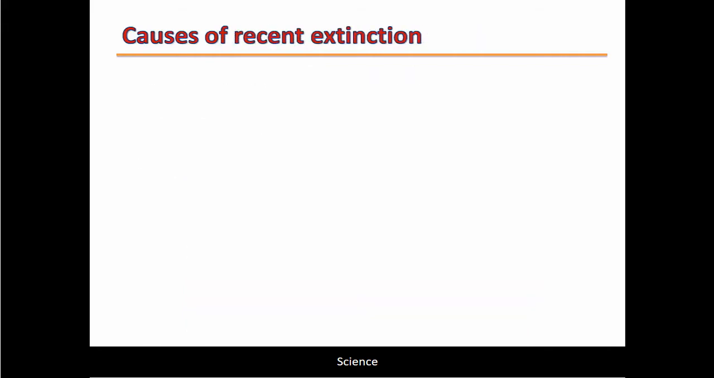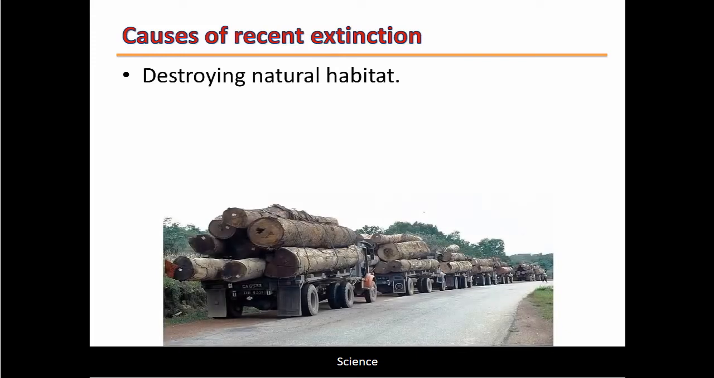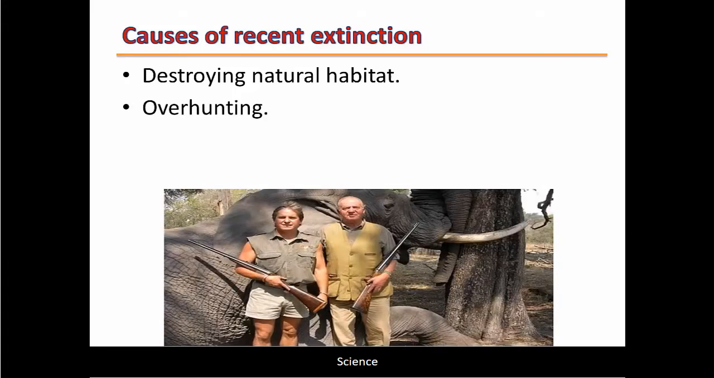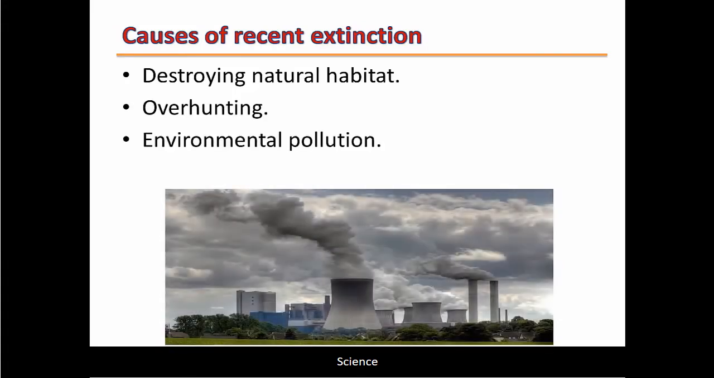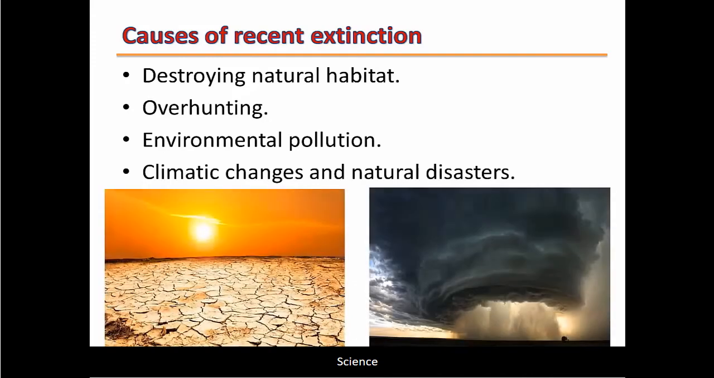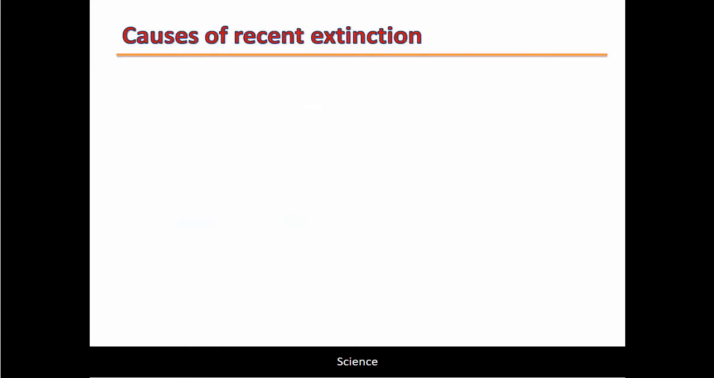Causes of recent extinctions. The first cause is destroying natural habitat. Overhunting, environmental pollution, climatic changes, and natural disasters. First, let's talk about destroying natural habitat.